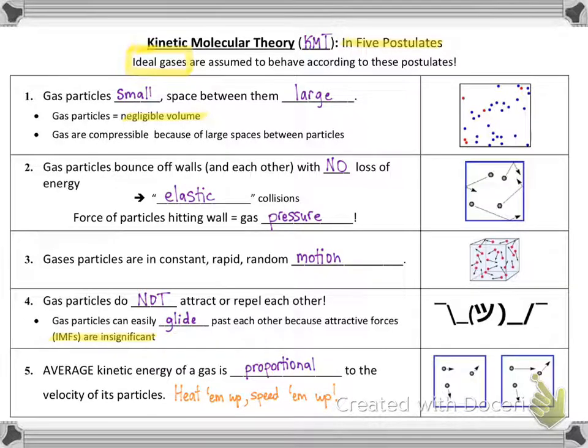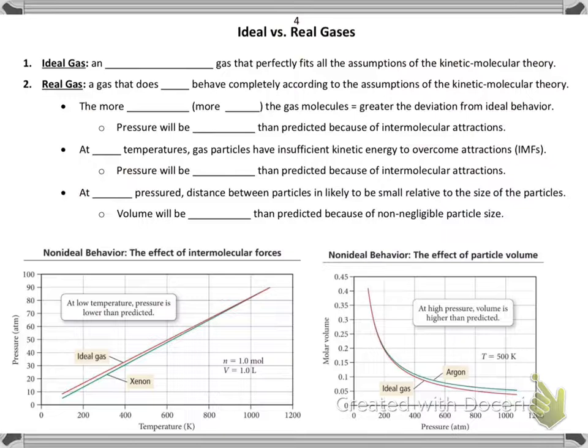Okay, well, those are the 5 postulates of kinetic molecular theory, which is how we assume ideal gases behave. It might not surprise you to learn that ideal gases are imaginary, because no gas perfectly fits all of the postulates of kinetic molecular theory. A real gas, however, well, doesn't exactly match all of KMT, and it thus does not behave ideally. In AP, you definitely need to know a little more about real gases than we did in pre-AP, but not that much more. So more specifically, let's look.